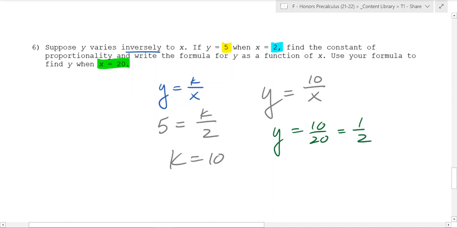So that's the second part of that. These two examples are relatively straightforward. They will get much more fun.